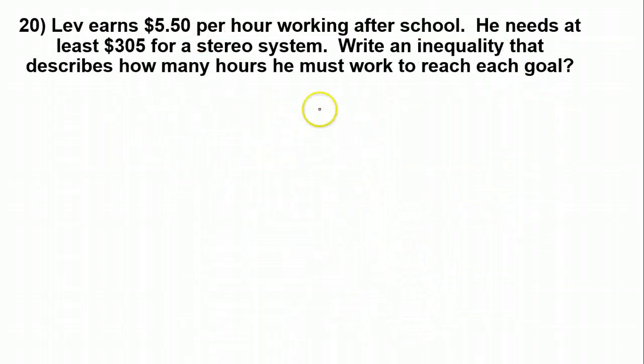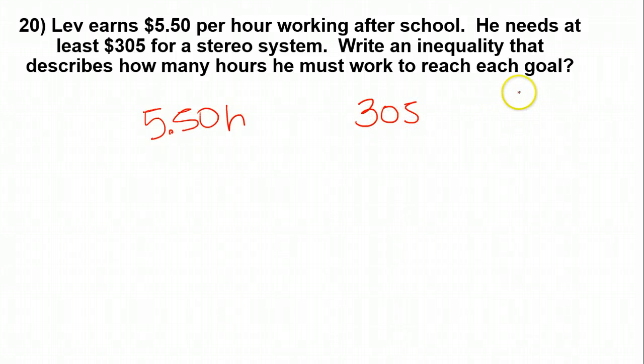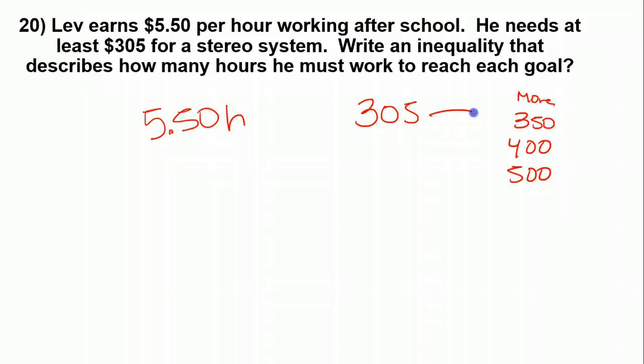Last one. So it says Lev earns $5.50 an hour after school. So if they work 2 hours, it's double that. 3 hours, triple that. He needs at least $305. So he can have more. He can have $350, $400, $500, but $305 is the minimum. So it says write an inequality. So it could be 305, so it can be equal, but it has to be a minimum.